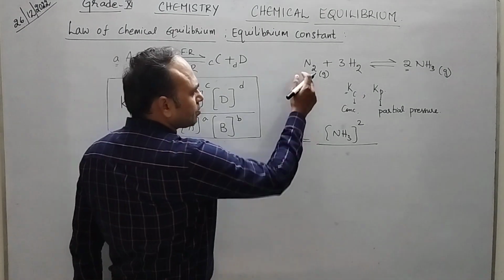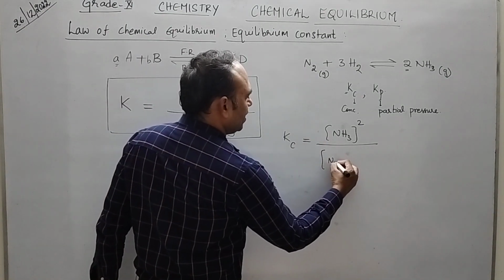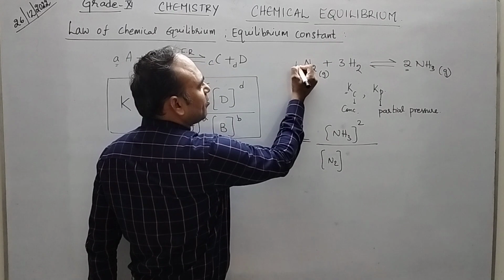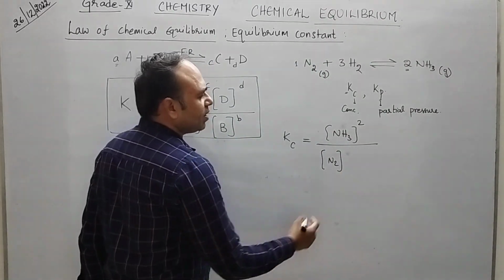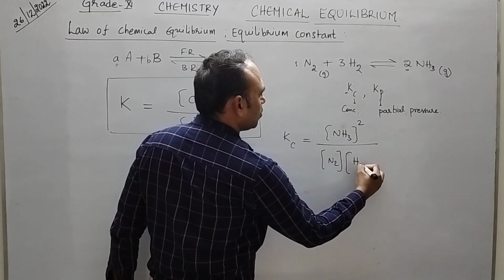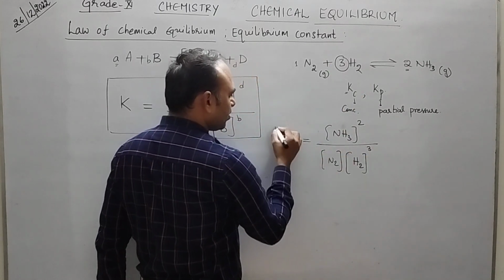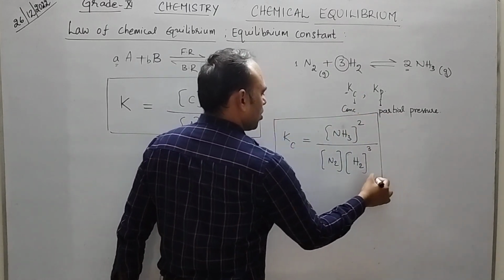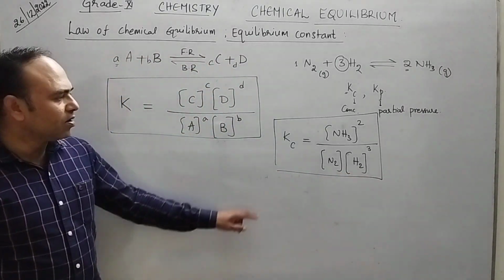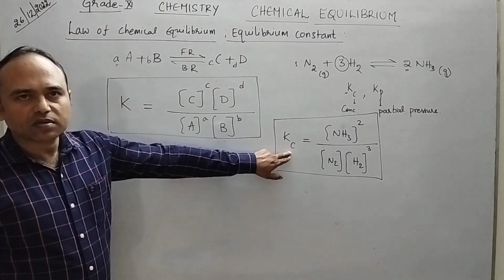Now second one. Here you have N2. So only 1, therefore no need to write to the power of 1. Into the concentration of H2. Here the coefficient is 3. Therefore to the power of 3. So this is your equilibrium constant in terms of concentration, Kc.